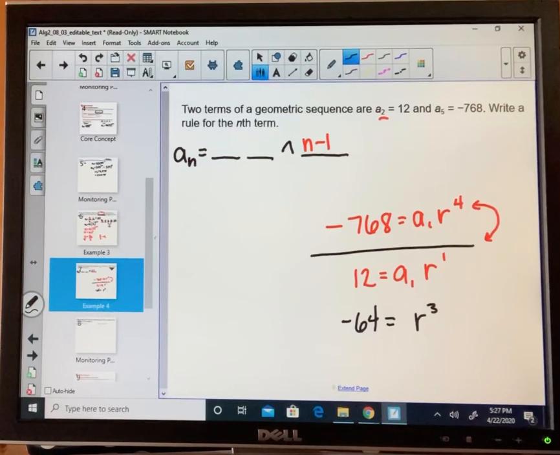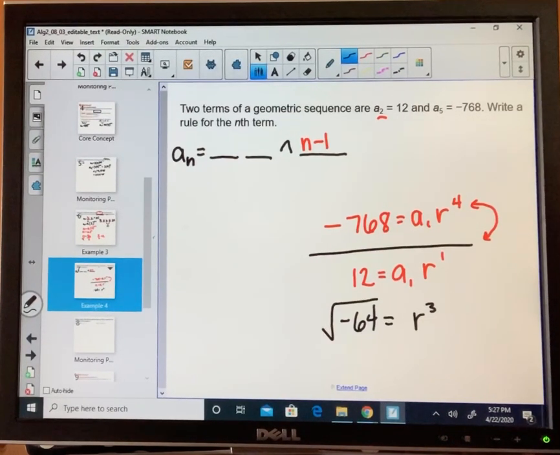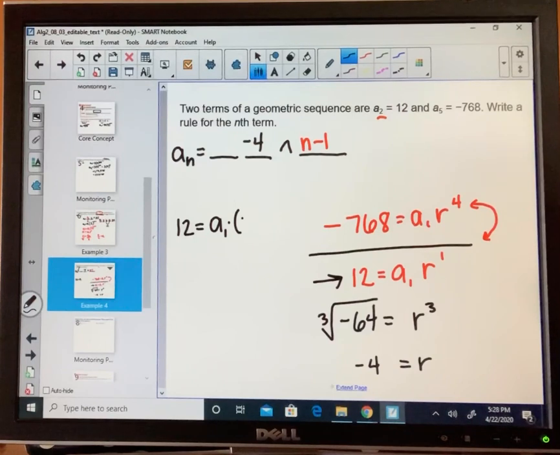So now how do I get r by itself if I have a cube? Well, I just cube root it, right? Or to the power of 1/3. That would work too. And I would get r equals negative 4. So then I can plug that back in up here. And I can use this one to help me out. I can say 12 is equal to a1 times r, which is negative 4. So I can divide by negative 4 and get negative 3.